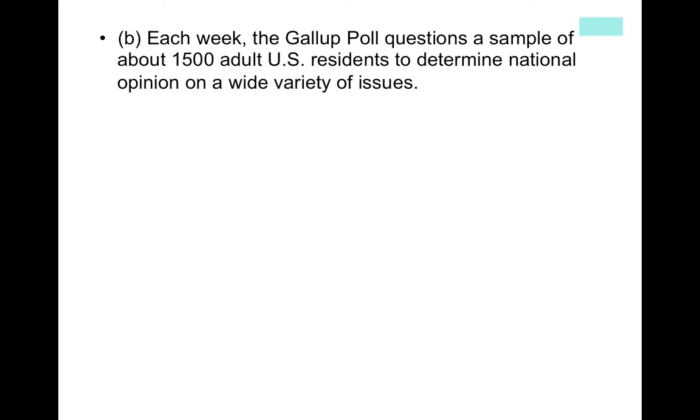Okay, another one. Each week, the Gallup poll questions a sample of about 1,500 adult U.S. residents to determine national opinion on a wide variety of issues. They use Gallup for election polls. If you've been following it, you may have heard of that. The population here would be all U.S. residents, and your sample is going to be those 1,500 adults who actually responded to the survey question.